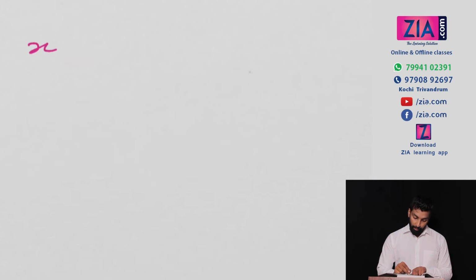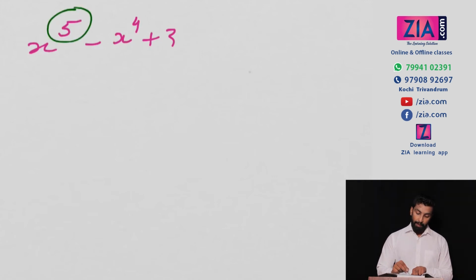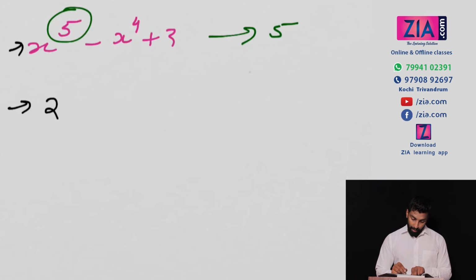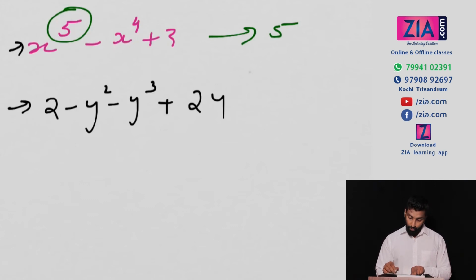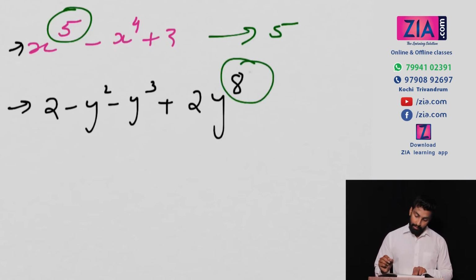What about the degree of polynomial x raised to 5 minus x raised to 4 plus 3? The degree will be the highest power, so the degree is 5. Now what about 2 minus y square minus y cube plus 2y raised to 8? What is the degree? This is the highest power, so the degree is 8.